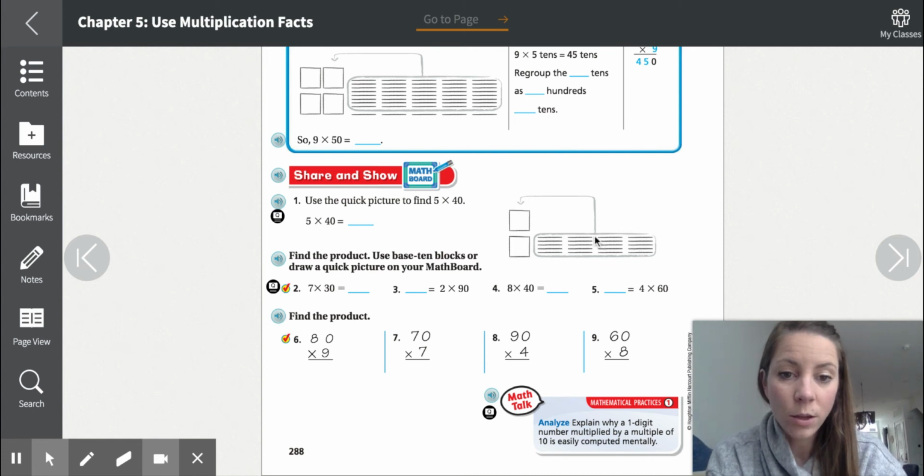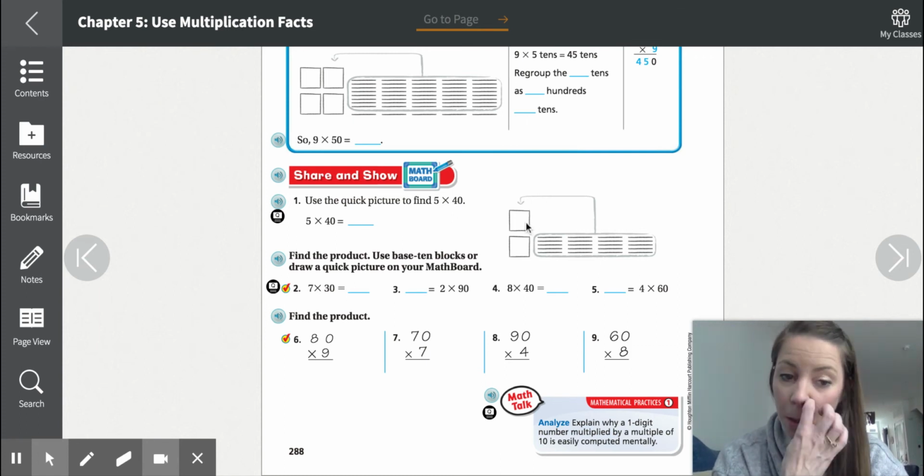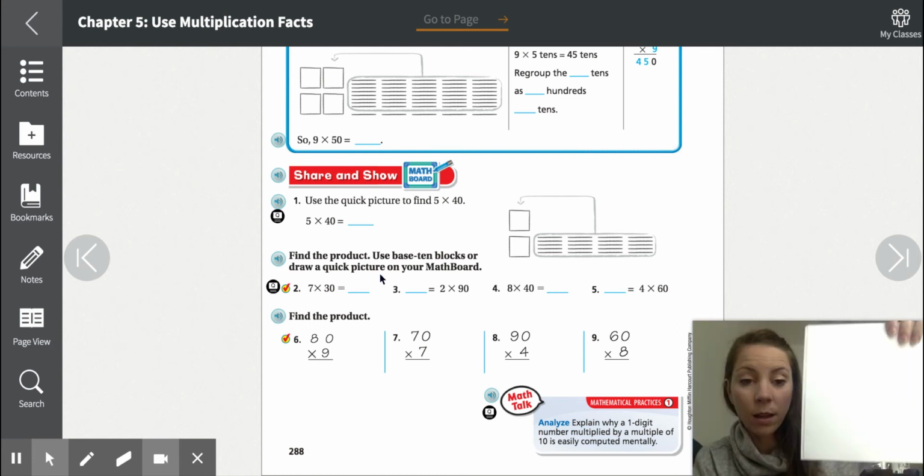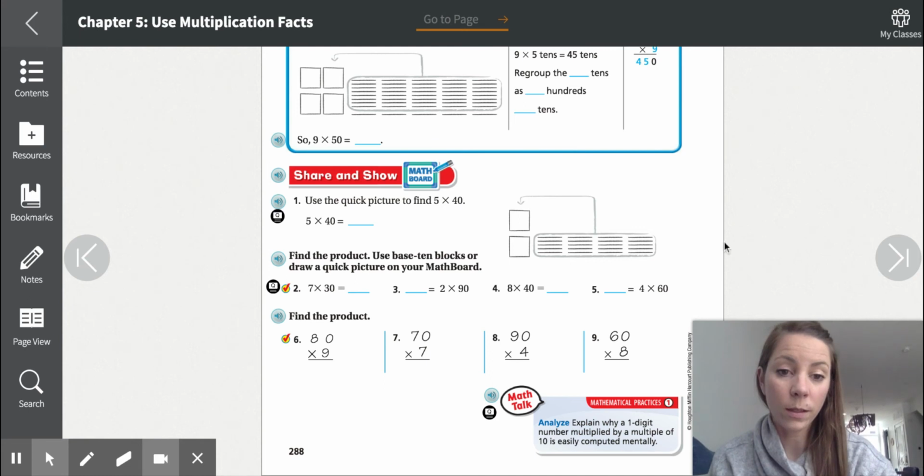Okay, and they showed you how to take 5 groups of 40 and change them into what? So you should be able to know that this is 100, this is 100, and if you have 2 of them, what would that be? The next one says find the product, use your base 10 blocks, or draw a quick picture. So you're going to need paper, or you can draw it on the side over here. Okay, so you need to draw a picture that looks like this or like this up here.